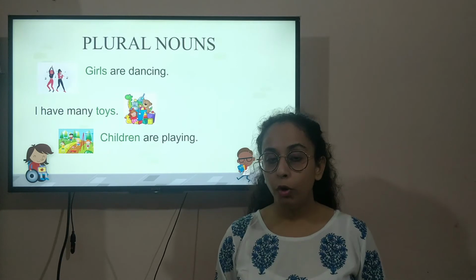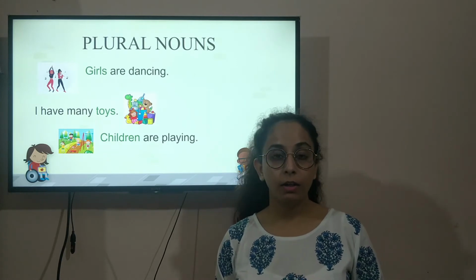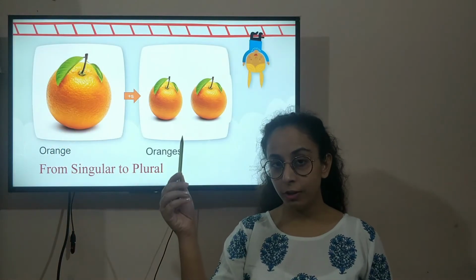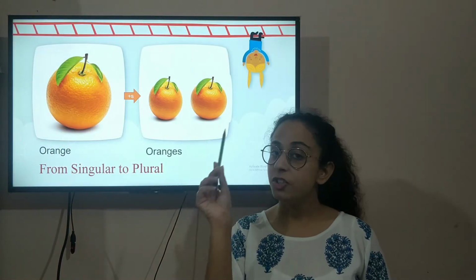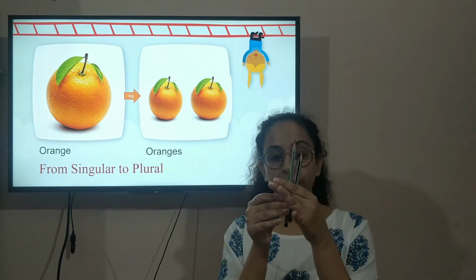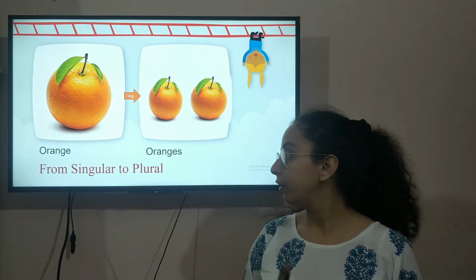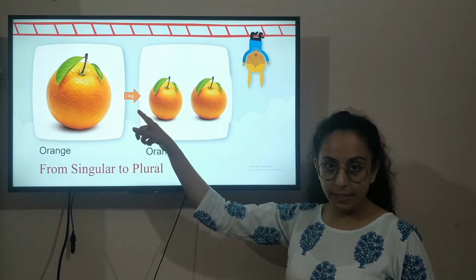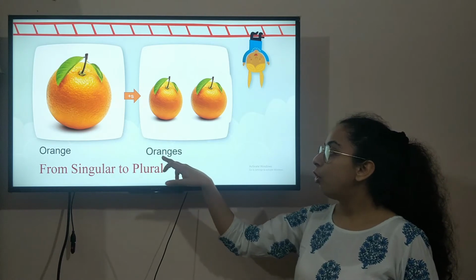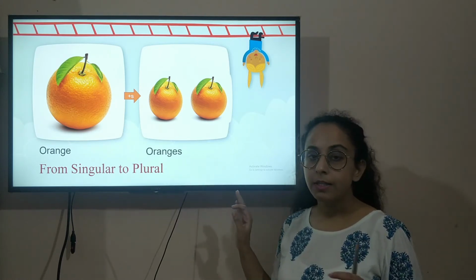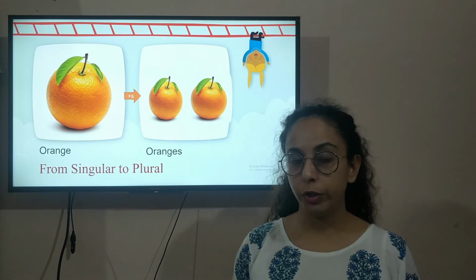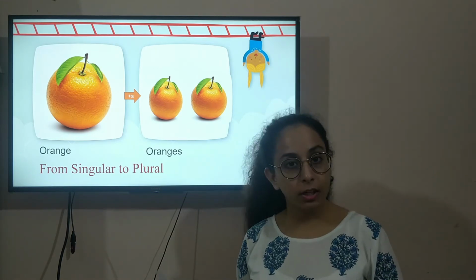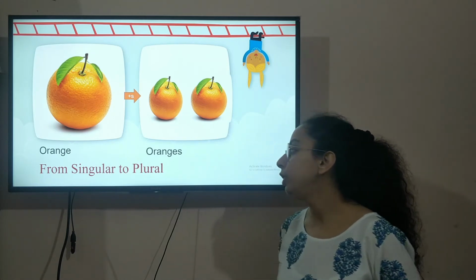Now what we're going to learn is the formation of plural nouns, that is, how we can change a singular noun into a plural noun. Orange, by adding s we will turn it into oranges. There are so many rules that we are going to learn, and there are different rules to change a singular noun into a plural noun.